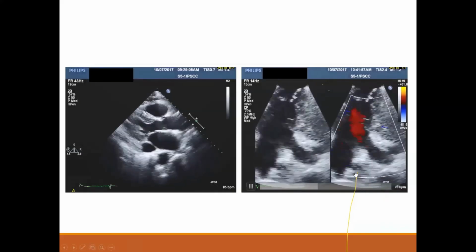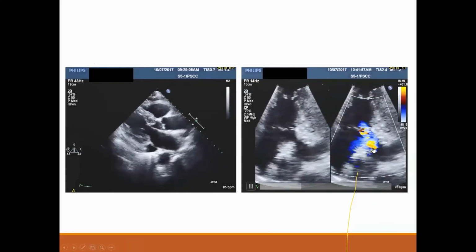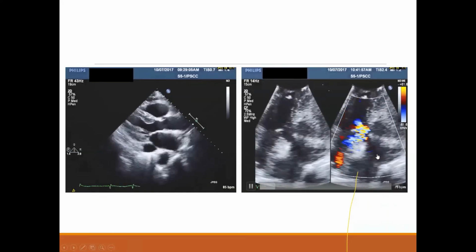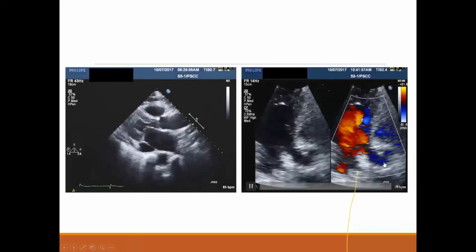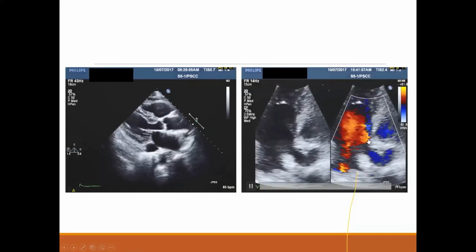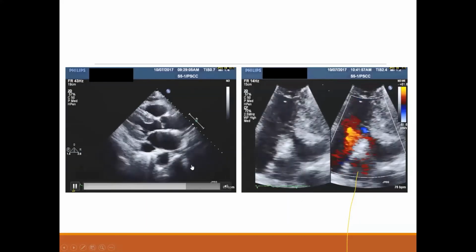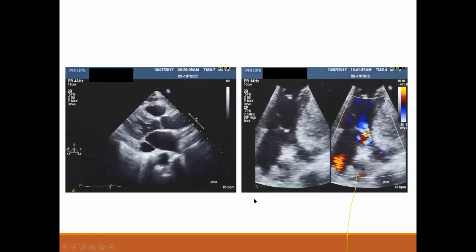So you can see the coronary sinus and you can see the flow. Now the flow is important for us. Why? Because if it's turbulent or flow acceleration, I might suspect a fistula, but now it's laminar flow, so I'm not dealing with a fistula. I'm rather dealing with persistent left SVC.